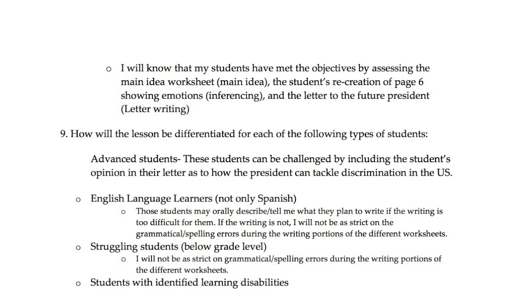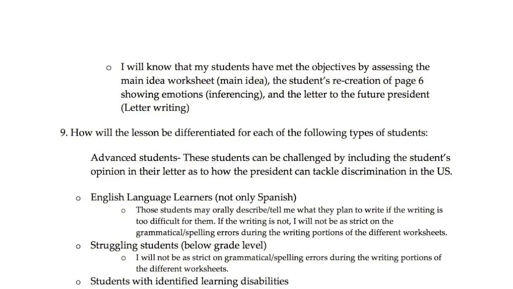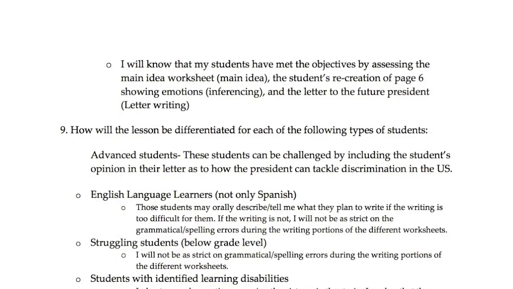and a conclusion. I will know that my students have met the objectives by assessing the main idea worksheet, the students' recreation of page 6 showing emotions, and the letter to the future president.